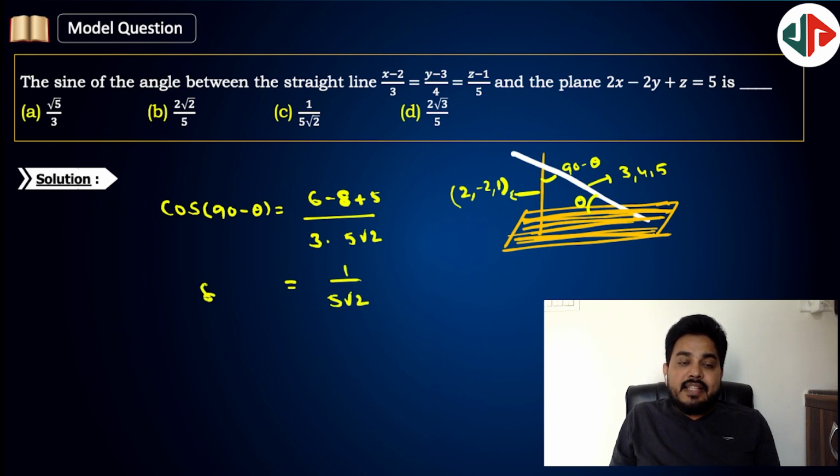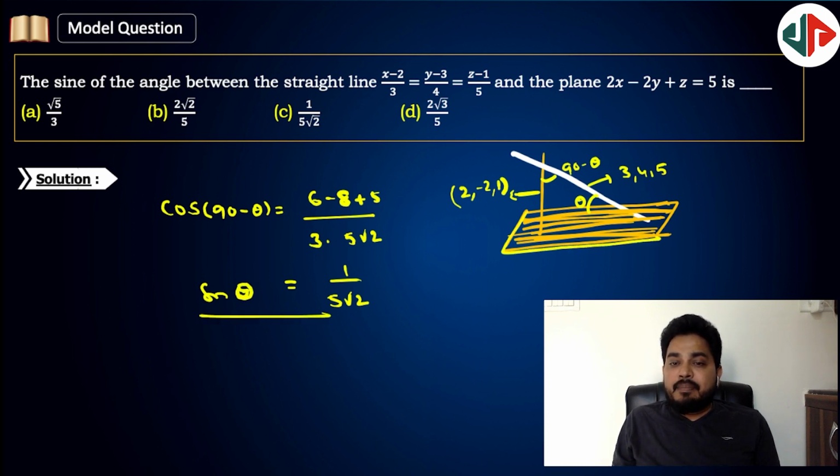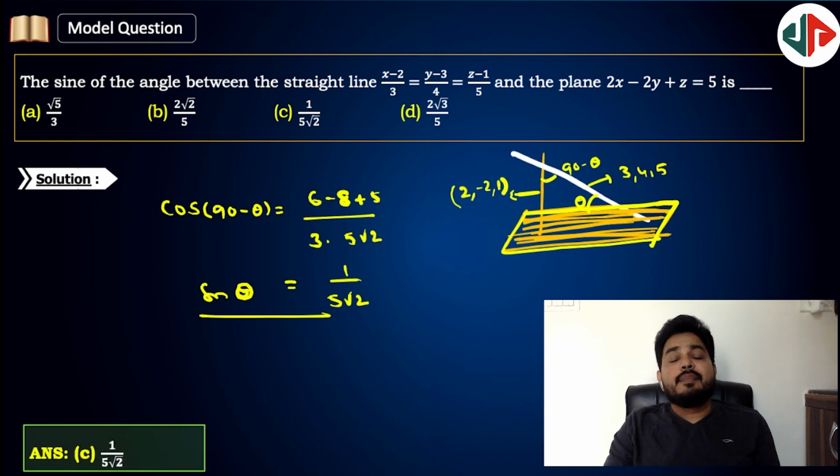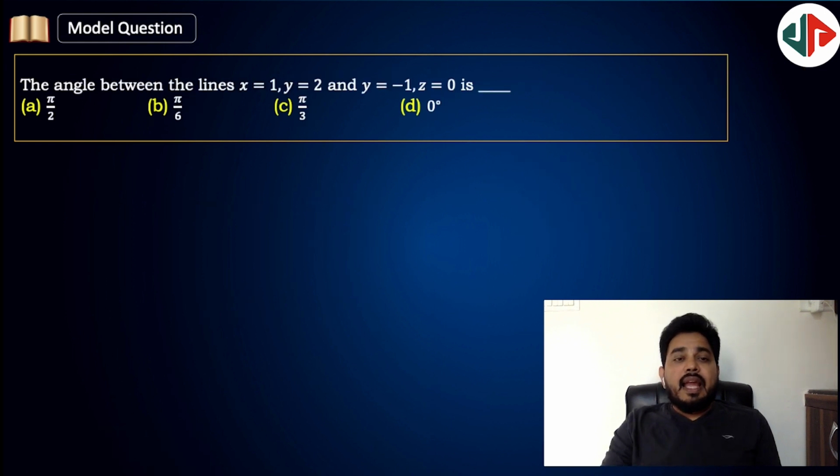So what is this angle? Sin theta. Whenever you want to find the angle between the line and the plane, if the angle between the line and plane is theta, the sin theta formula is a1 a2 plus b1 b2 plus c1 c2 by root over a1 square plus b1 square plus c1 square. Now, angle between two lines.